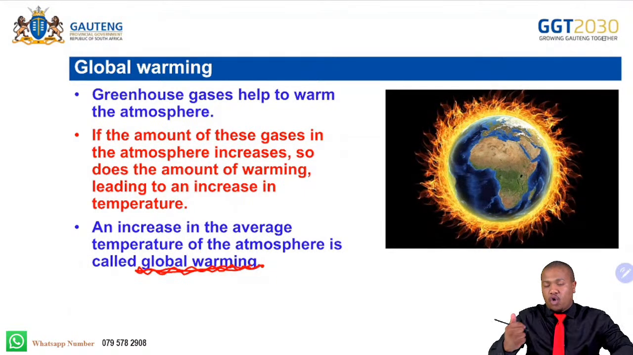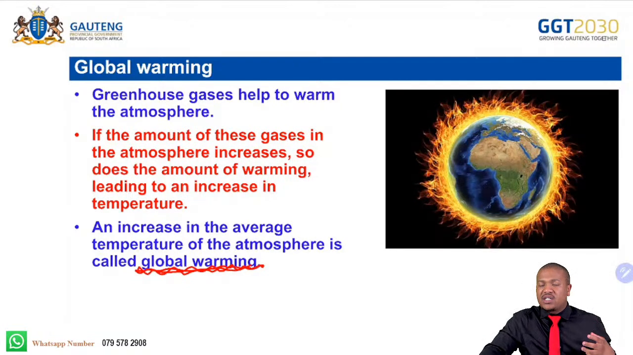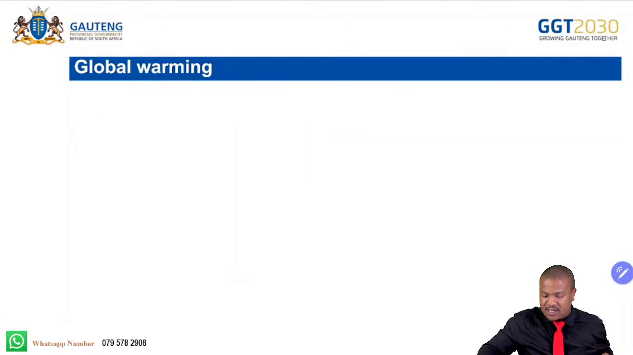This is how we got to global warming, because we're talking about the greenhouse gases in our atmosphere that help to trap the heat. The more of these gases we have, the more trapping of energy, leading to the increase in temperatures, which is called global warming. So it increases globally, and can also lead to other effects that we're going to discuss here.